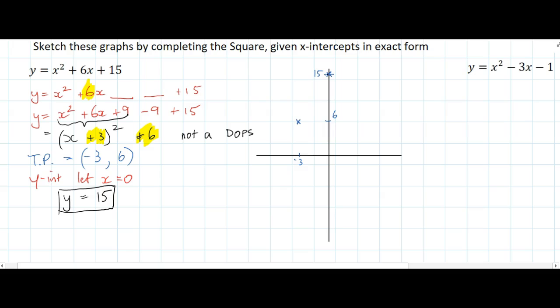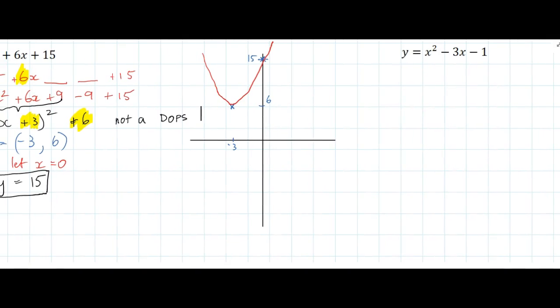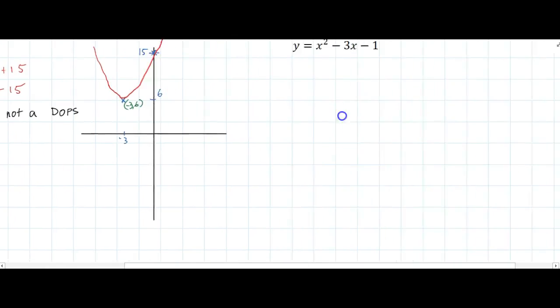With only 2 points, you can't actually tell what it looks like, because it could look like this. Oh no, it has to turn there. So it has to be this. My apologies for that parabola. It's a bit hard to write on this touch screen, so that's what our graph of that one will look like. It's quite an easy one. Alright, so let's go on to this next one here. Actually, by the way, sorry, you should write negative 3, 6 as the turning point there.